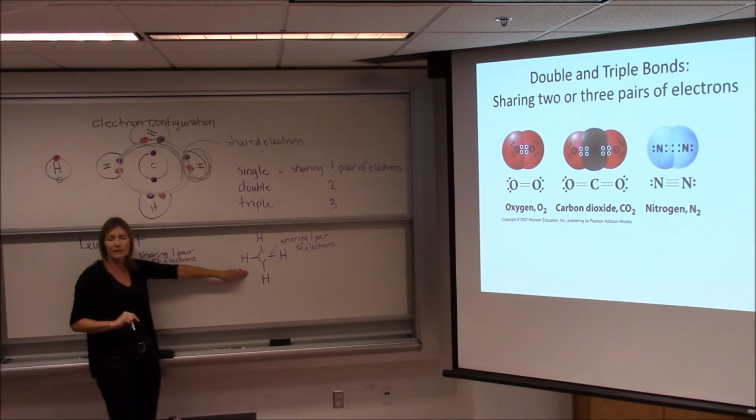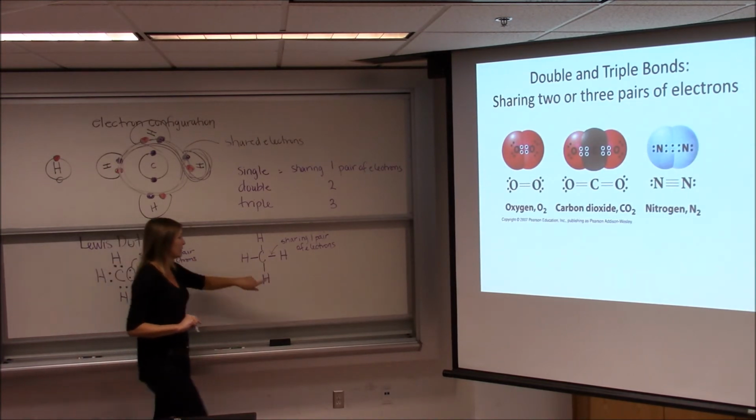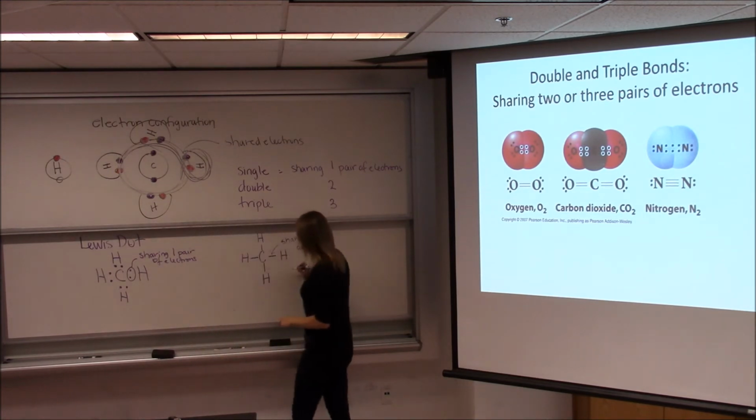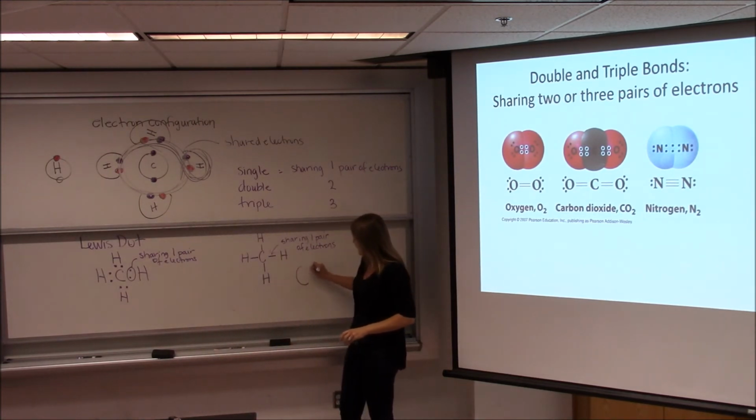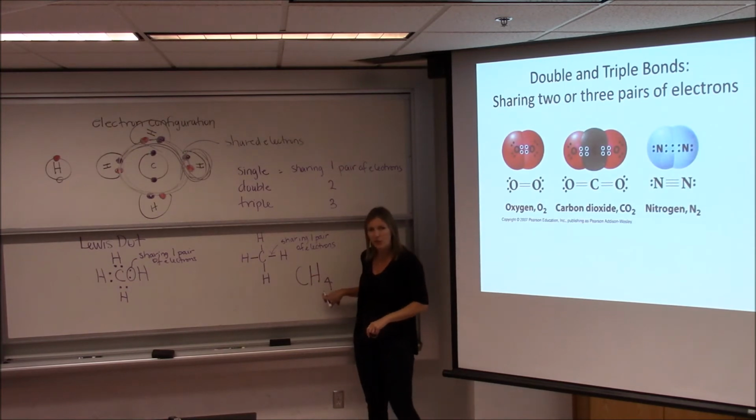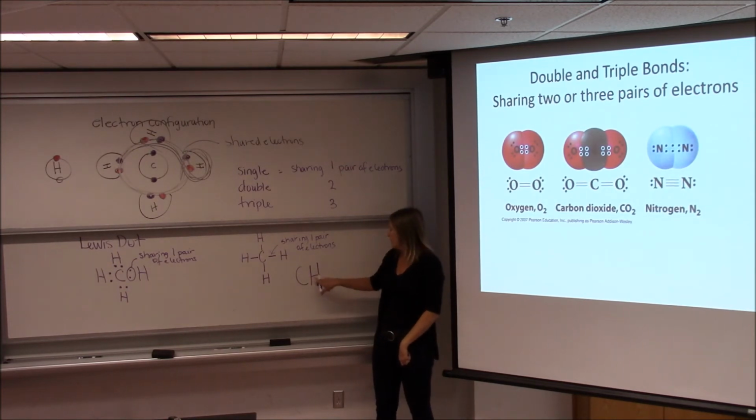We can also just write the chemical formula for this. The chemical formula for this molecule would be 1 carbon and 4 hydrogens. So it would be C and then 4 hydrogens, CH4. The 4 is written as a subscript to show there are 4 hydrogens and 1 carbon. They're all bonded together.